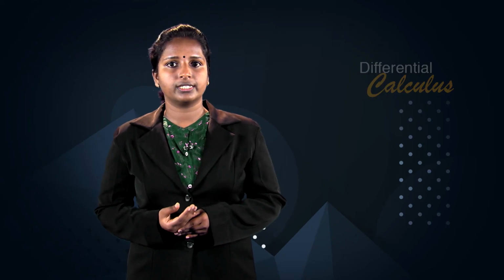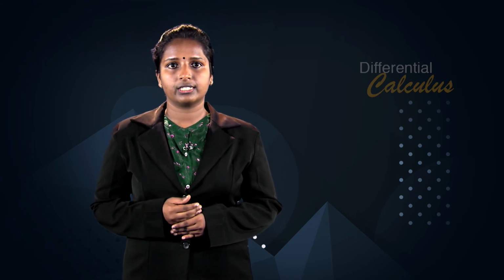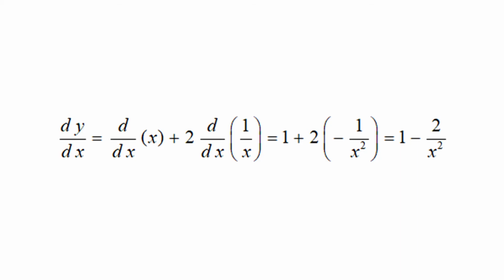Let us use the rules mentioned in this session to find the equation of the tangent to the curve y = x + 2/x at the point (1, 3). The slope of the curve is dy/dx = d/dx of x + 2 times d/dx of 1/x, which is equal to 1 + 2 times -1/x², which is equal to 1 - 2/x².